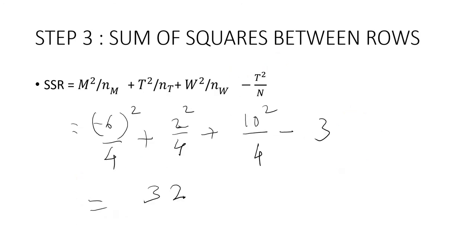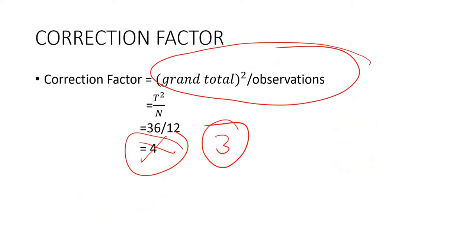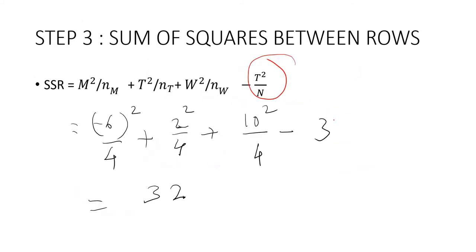Step 3 is sum of squares between rows. Between rows means the rows are for days. All right, the formula: M stands for Monday, T stands for Tuesday, and W stands for Wednesday. So M square by NM, T square by NT, W square by NW. Again, as we discussed, that is the correction factor, T square by N, which is 3.